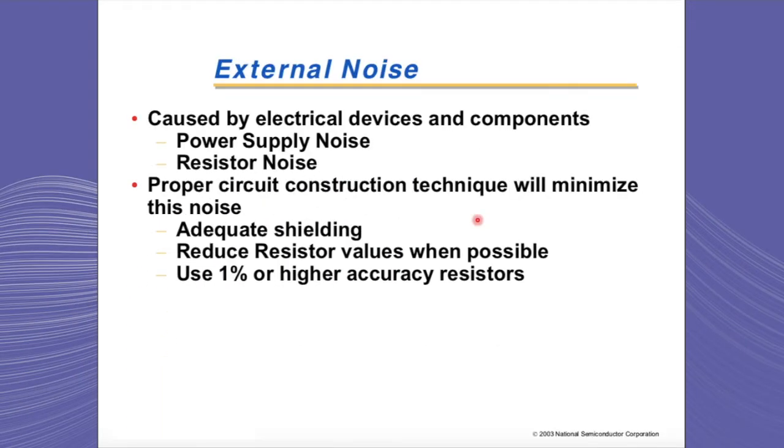Different electrical devices and components such as the power supply or resistors can be the cause of external noise in amplifiers. We can use proper circuit construction to minimize the effects of external noise in our circuits. One way to achieve this is to use shielding around the power supply or reduce the resistor values whenever it is possible.